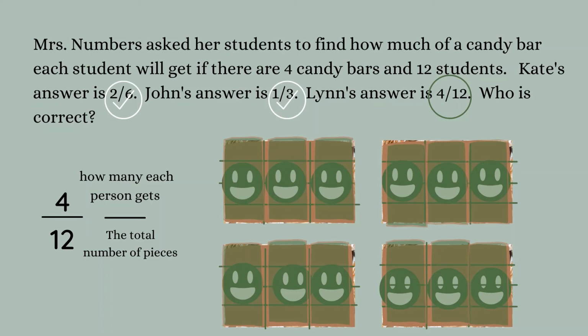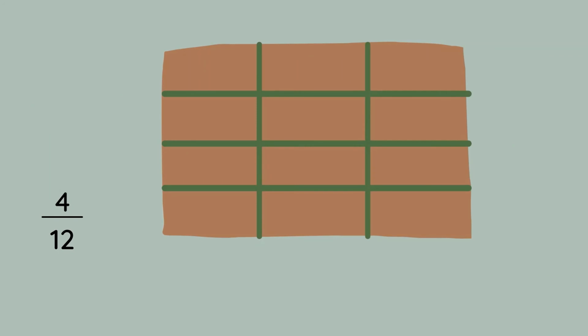Look at that. Lynn is correct as well. She gets the white circle and check, and we need to think about this. Looking at this big chocolate bar, you can see that there are 12 equal pieces. If we shade 4 of them, our fraction is 4/12. Lynn's answer. If that works, why does 1/3 also work?